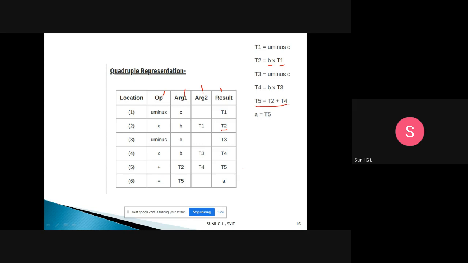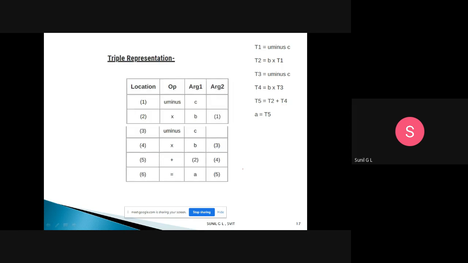Then when you come to triples, in the triple representation we don't have a result field. The result will be stored in location 1, that is, the position of the sub-expression. So the operator is unary minus, first one T1 is equal to unary minus C. Here argument 1 is C. So this is triples: operator, argument 1, argument 2, result we don't have. That will be stored in location 1.